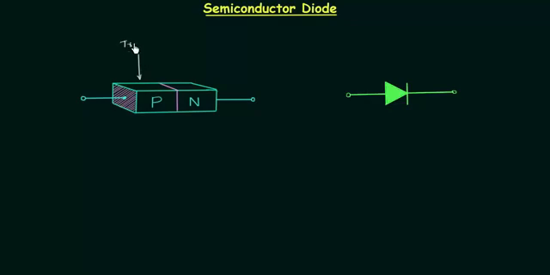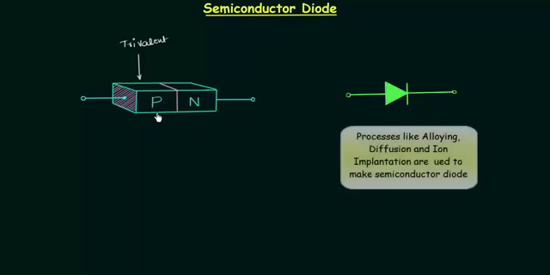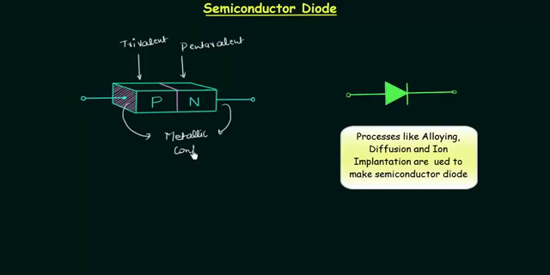trivalent impurities on this side, then we will have p-type material, and if we introduce pentavalent impurities on this side, then we will have n-type material. And these are the metallic contacts, and we have a semiconductor diode in this way.